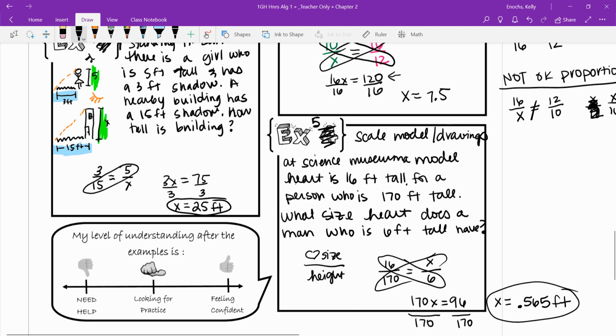Okay, so that's it for proportions and 2.7, 2.8. So go ahead and give me another check on that and see how you're doing.